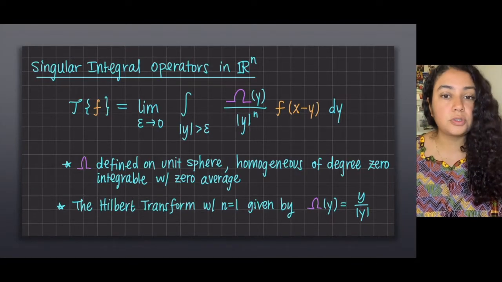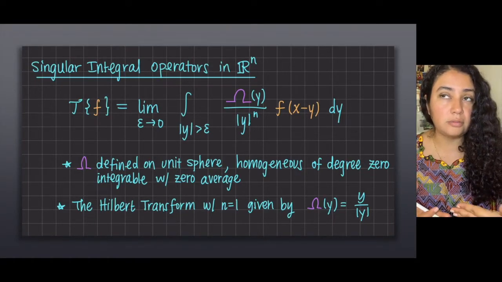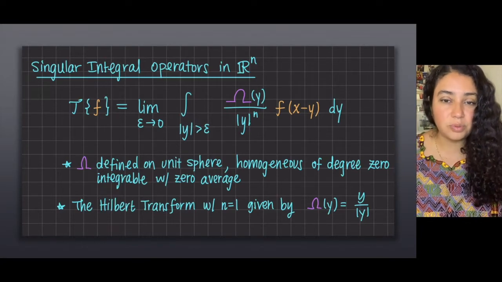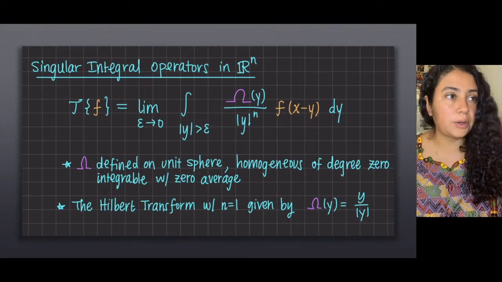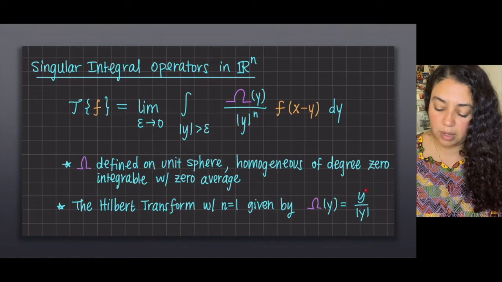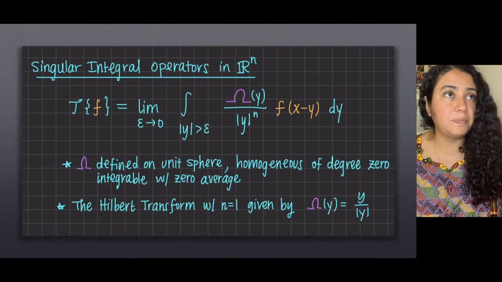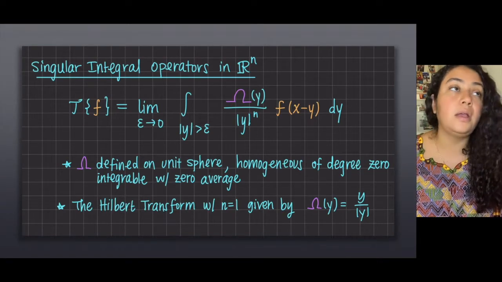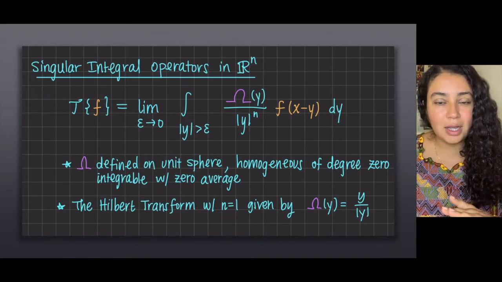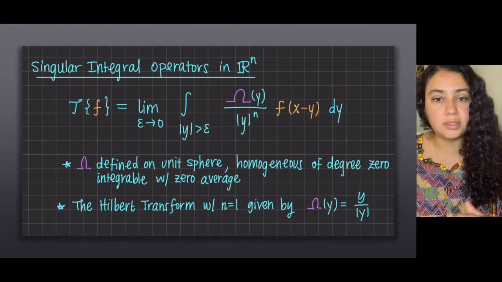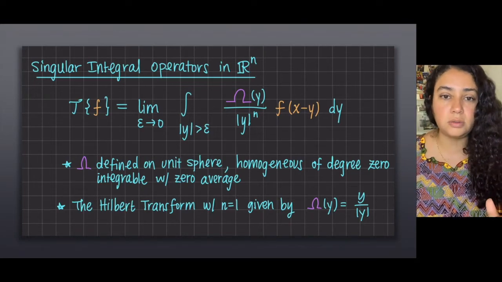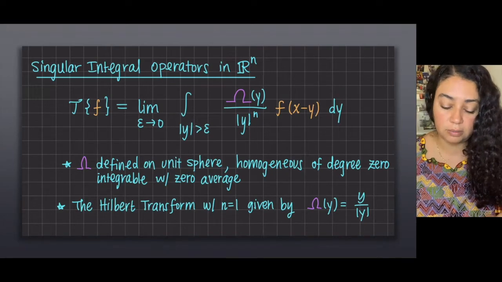And the Hilbert transform is potentially one of the, I don't want to say easiest, but definitely one of the earliest examples that you learn of a singular integral operator, because you can define it in n equal to 1 dimension, where omega of y is given by y over absolute y. To be a singular integral operator, that function omega is very important, because there are definitely several operators, transformations or potentials out there that look like this form but don't fall into exactly this classification.